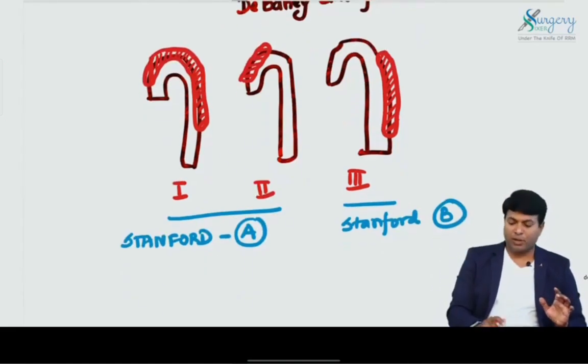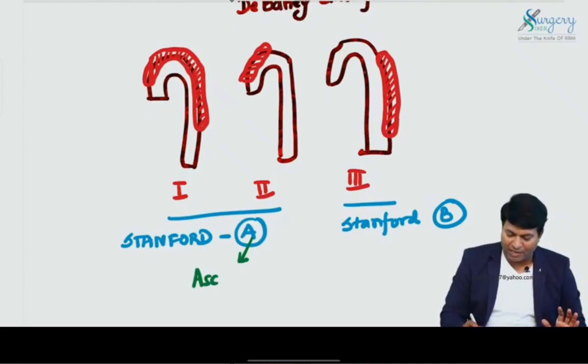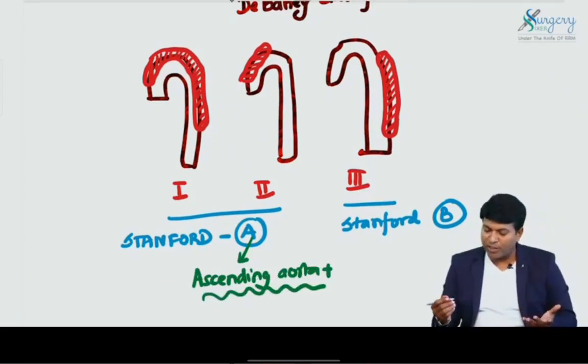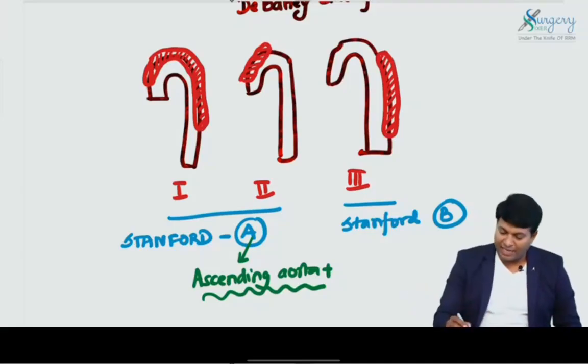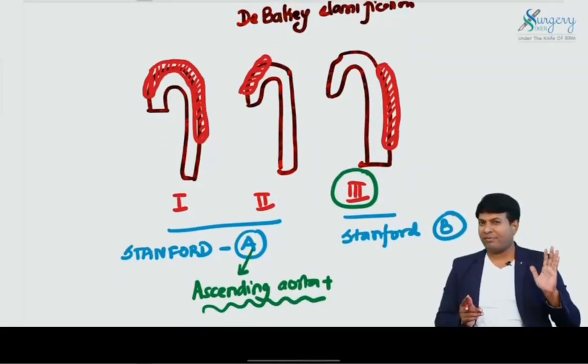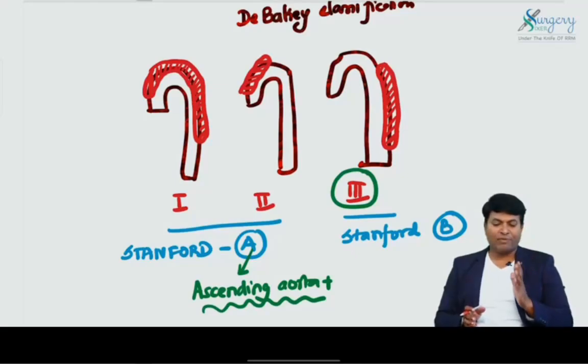So it is very simple to remember. A means it involves the ascending aorta. Whenever the ascending aorta is involved, we call it Stanford A. When the ascending aorta is not involved, it is Stanford B. DeBakey 3 is now known as Stanford B, and DeBakey 1 and 2 are known as Stanford A. This classification is a definite question for you. In dissecting aneurysms, please don't forget, you will definitely get this question in the exam.